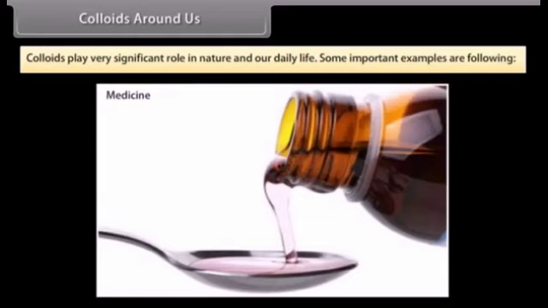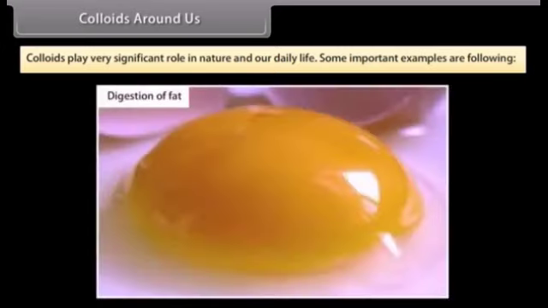Medicines. Many medicines are colloidal in nature. The medicines in colloidal form are easily absorbed by body tissues and are more effective. Digestion of fats. The digestion of fats is aided by emulsification.